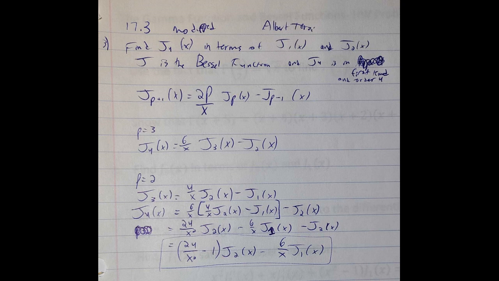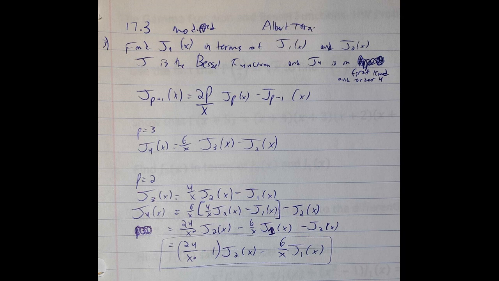So first, when we do it for p equals 3, we get J4(x) equals 6 over x J3(x) minus J2(x), because that's what comes out of that equation. But this is not in terms of J1 and J2, so we have to go one more. So we do p equals 2, and we get J3(x) equals 4 over x J2(x) minus J1(x), and then we plug that J3 back into the equation we had for J4.